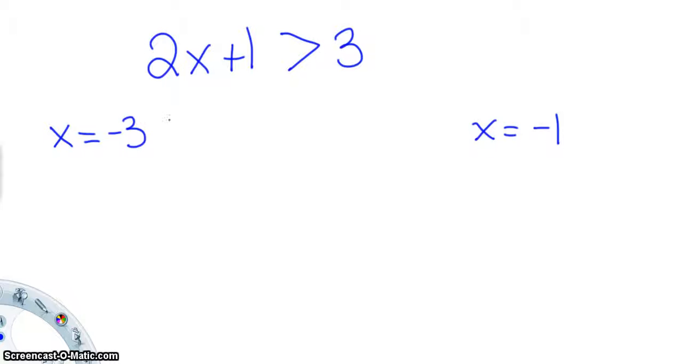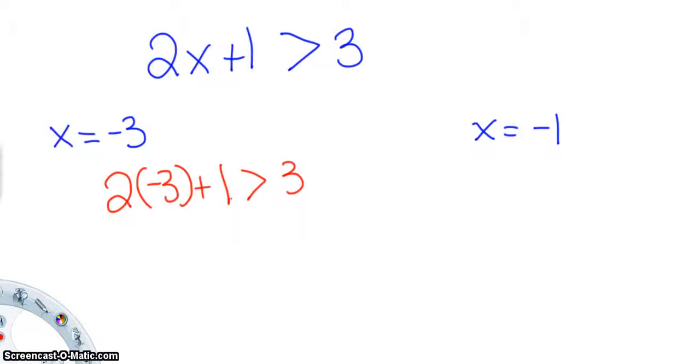Sometimes we want to check to see if a solution satisfies an equation. So I have the problem here, 2x plus 1 is greater than 3, and I have two values for x. I have x is equal to negative 3 and x is equal to negative 1. We're going to substitute this number in for x in the equation. So when I rewrite the equation, I say 2 times negative 3 plus 1 is greater than 3.